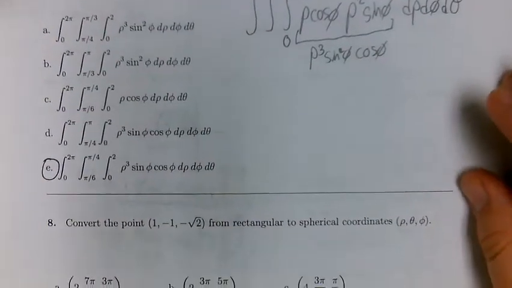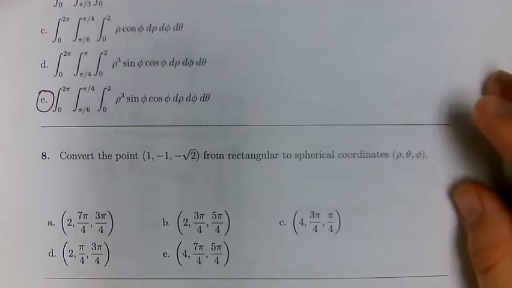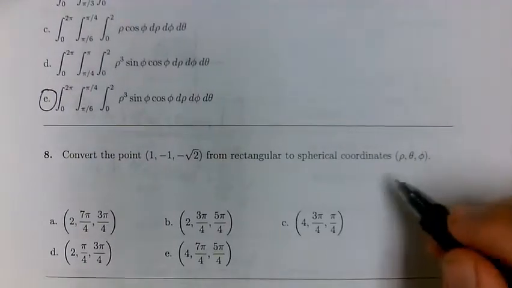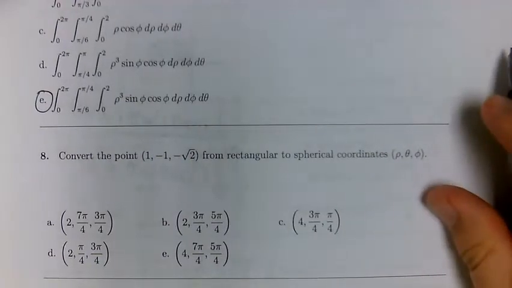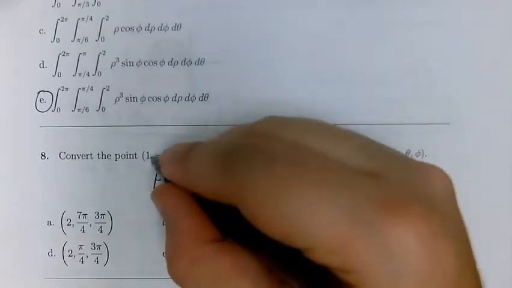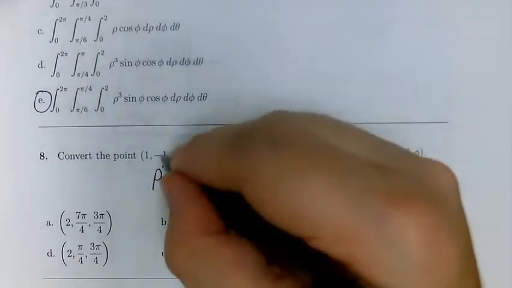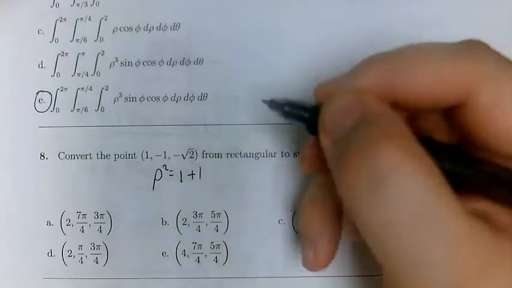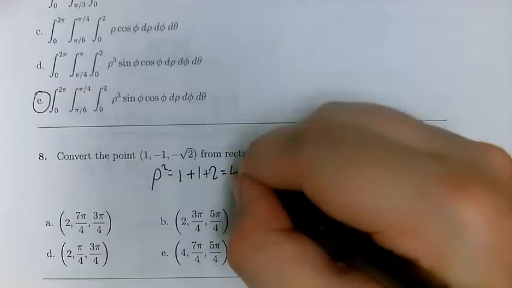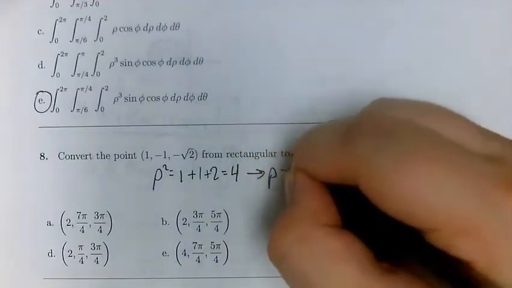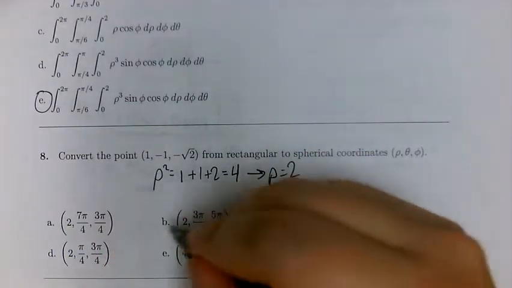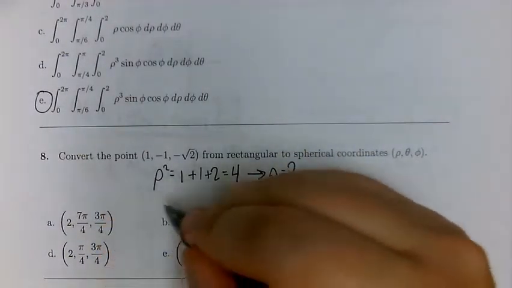Okay, the next one. Convert the point 1, negative 1, negative root 2 from rectangular to spherical coordinates, rho, theta, and phi. All right, well, rho is relatively easy to figure out because rho squared is x squared, so 1, plus y squared, which is 1, plus z squared, which is 2. So rho squared is 4, implying that rho has got to be 2. All right, so that narrows it down to one of these three options here.